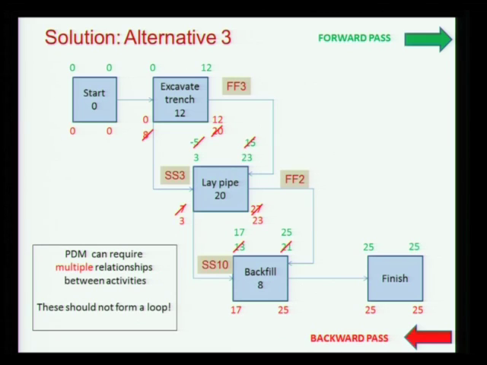So you can see PDM can require multiple relationships between activities, and how to represent these relationships and constrain them can be challenging. While we can have multiple relationships, these relationships should not form a loop. In this case it's pretty straightforward, we will not form a loop. But if you do a lag pipe instead of finish, the other way around, your software cannot take it, or you cannot do any calculation on it because it's iterative.